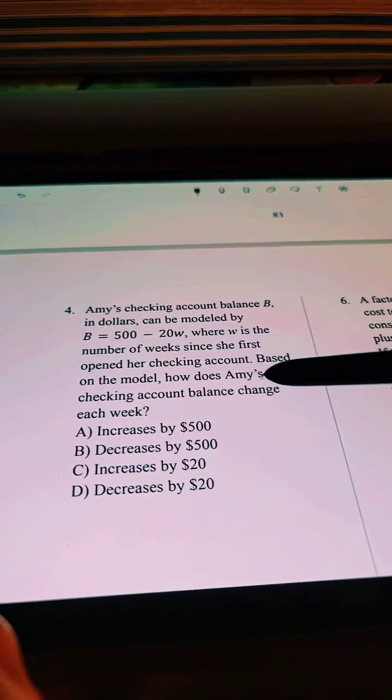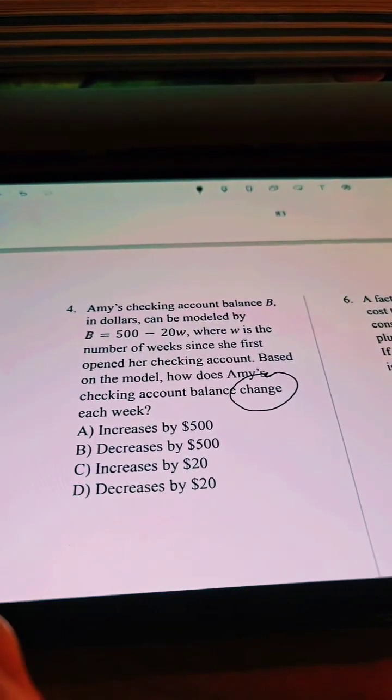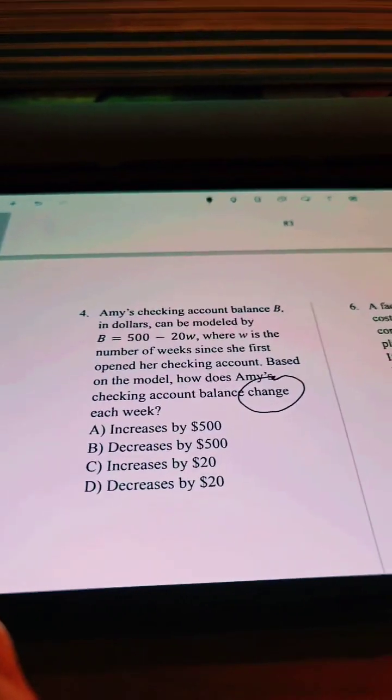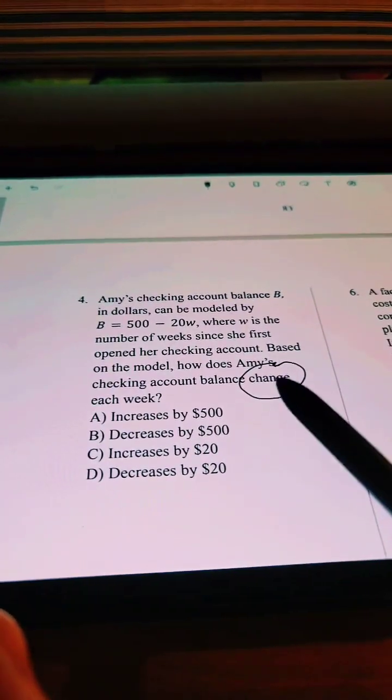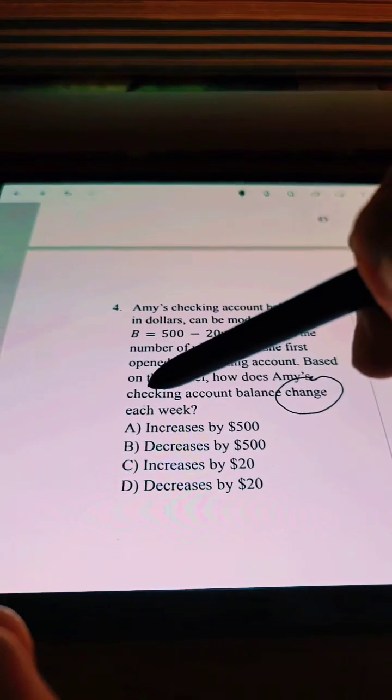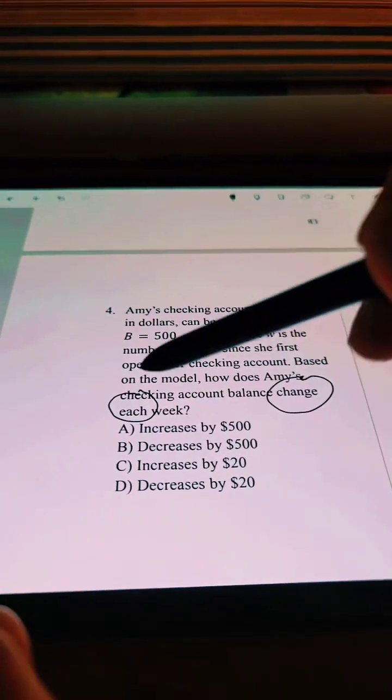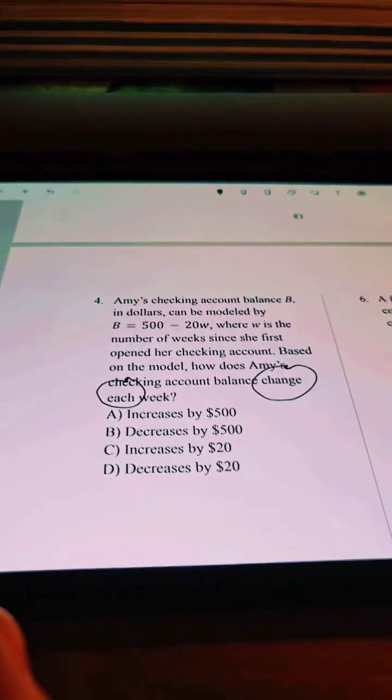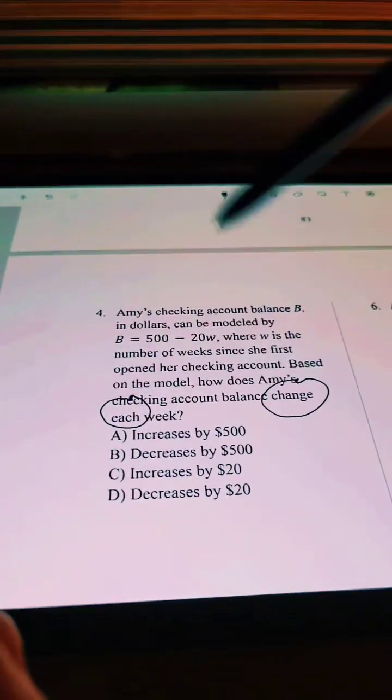So here is another keyword. I think I mentioned rate of change. It doesn't always have to be with the word rate. Sometimes it's just change and also each right here. Those are some giveaway keywords that we're talking about slope in this situation.